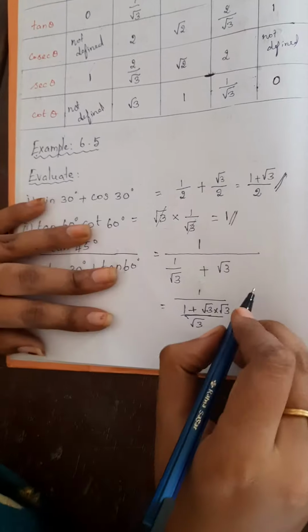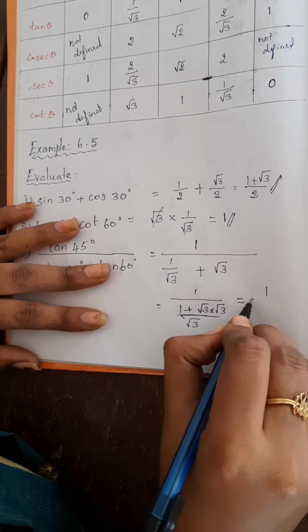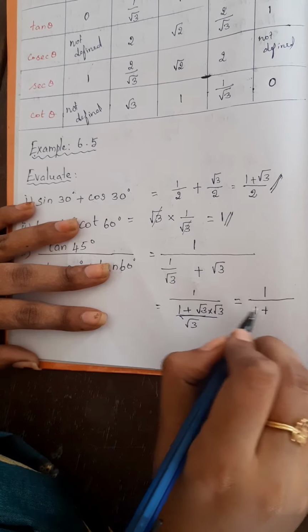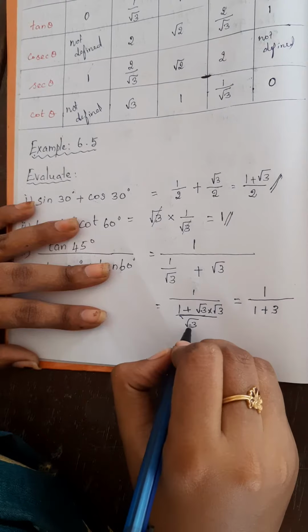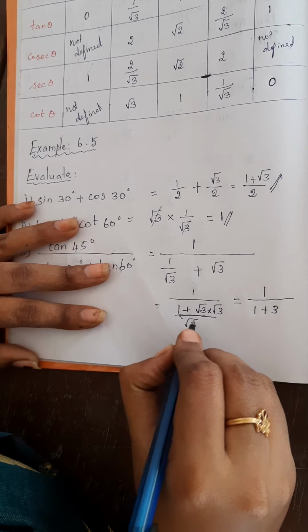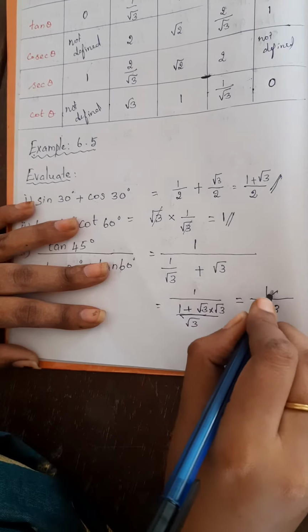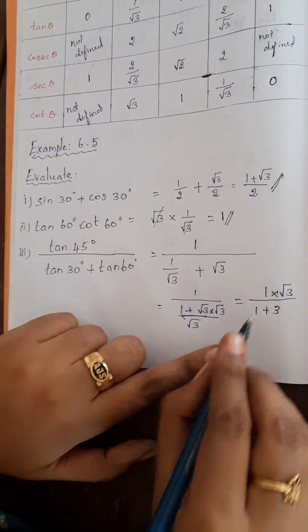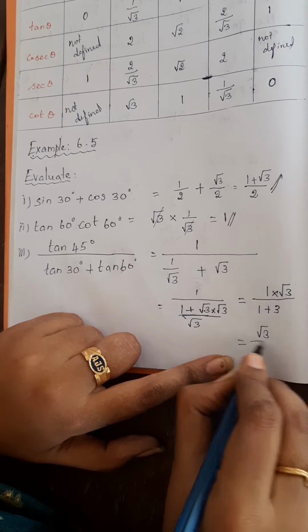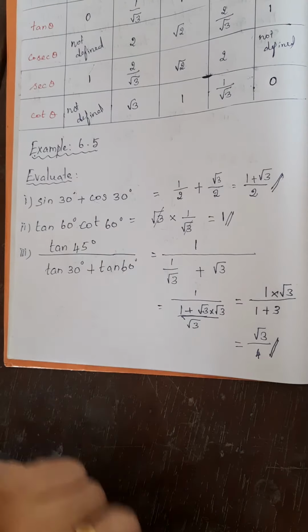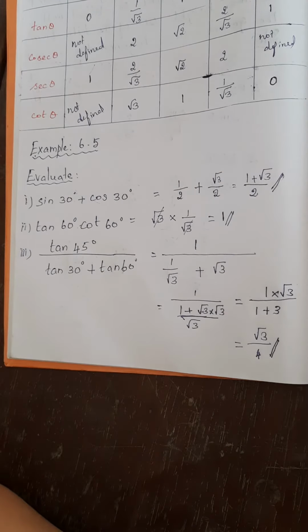So that is equal to 1 by 1 plus root 3 into root 3, 3. This one you can write in the numerator because it is divided by a division. So this denominator you can write in the numerator into root 3. So that is equal to 1 into root 3 by, then 1 plus 3, 4. This is your answer. Write it. Next problem.